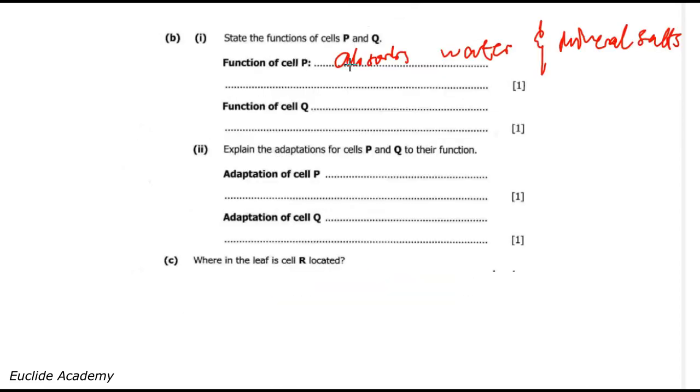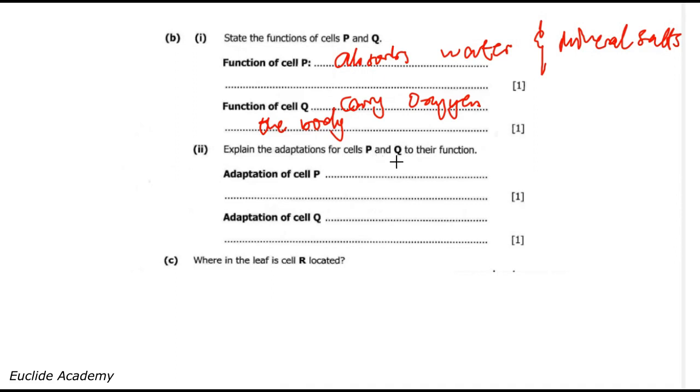Then cell Q, which is a red blood cell, its function is to transport or carry oxygen around the body. So this should give you the 1 mark.